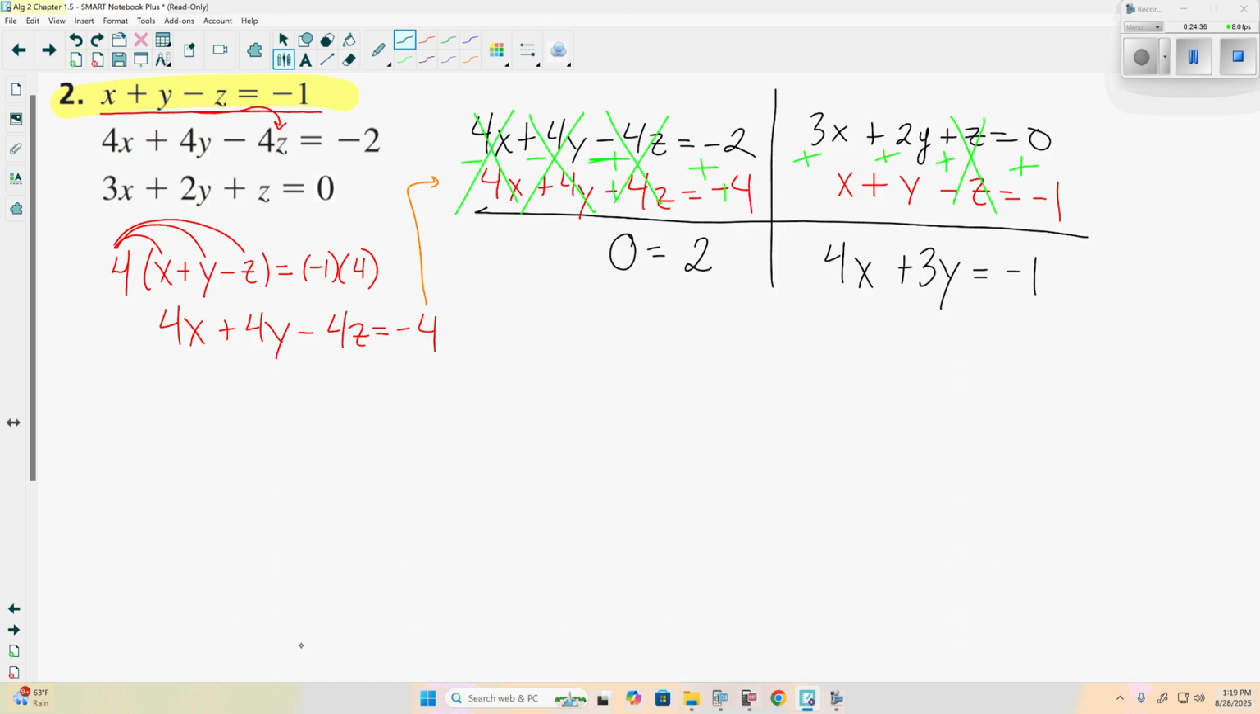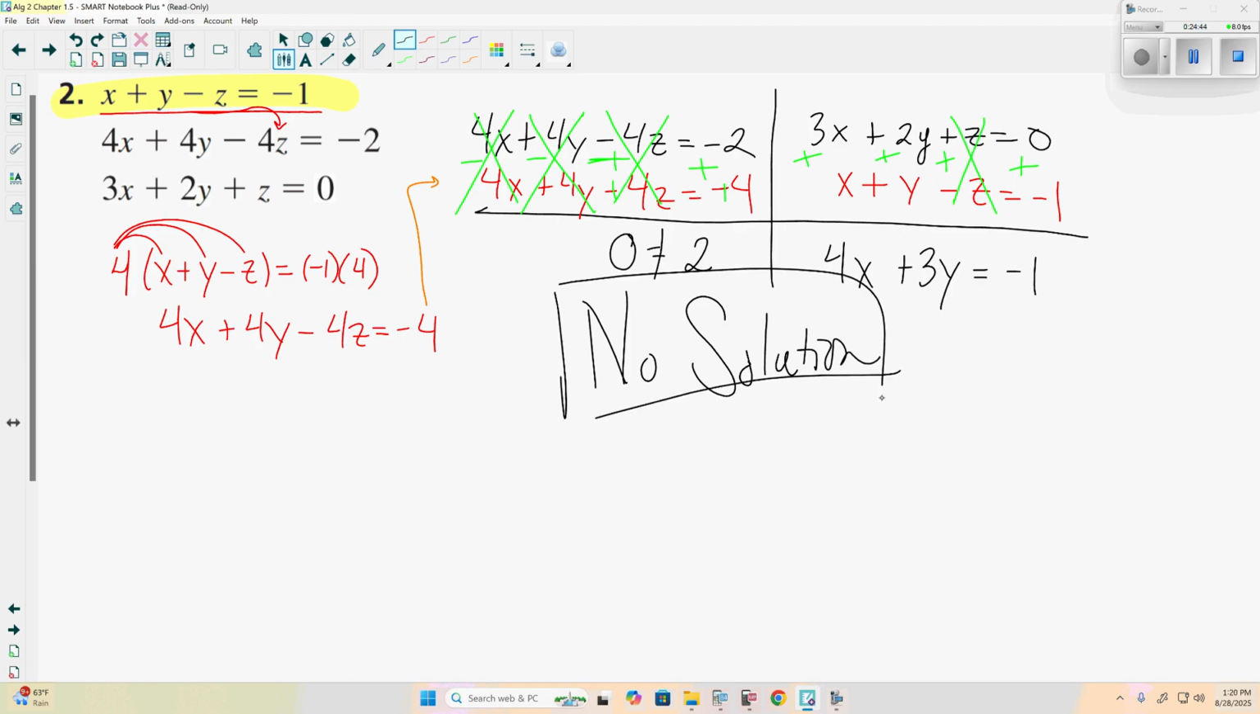Well, wait a minute, that's not a true statement. So this is no solution. We're done. We don't have to solve any further because we have that false statement. It's no solution. Questions on this here?